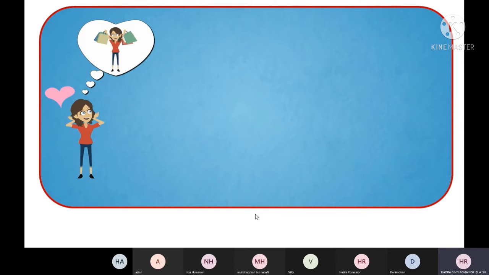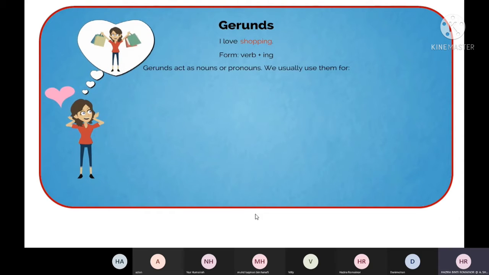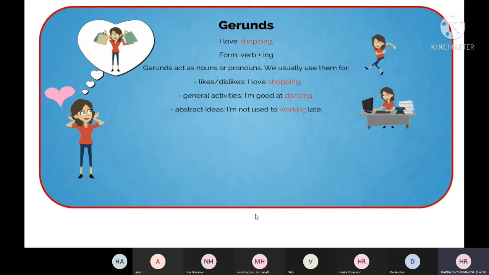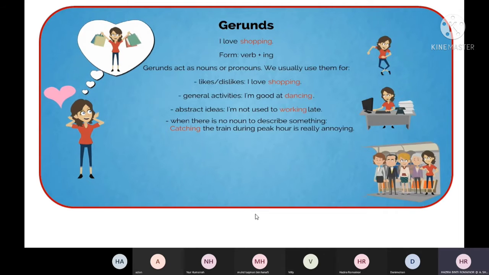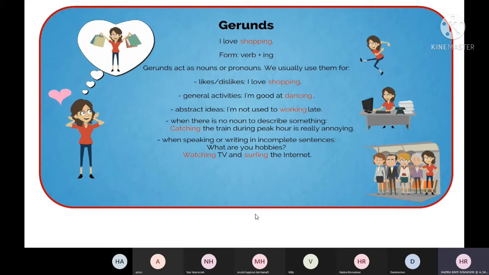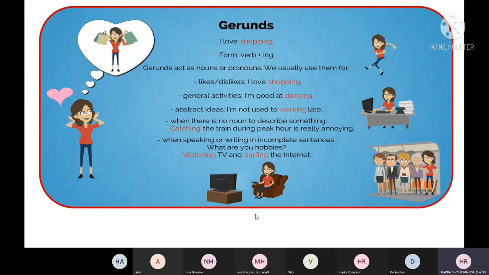What do you think she's thinking? I love shopping. Shopping is an example of a gerund. Gerunds take the form of verb plus ing. They act as nouns or pronouns. We usually use them for likes and dislikes. For example, I love shopping. For general activities, I'm good at dancing. For abstract ideas, I'm not used to working late. When there is no noun to describe something, catching the train during peak hour is really annoying. When ideas are in incomplete sentences: what are your hobbies? Watching TV and surfing the internet.